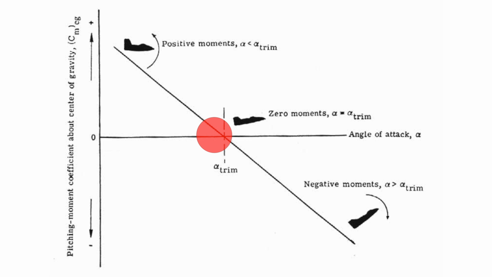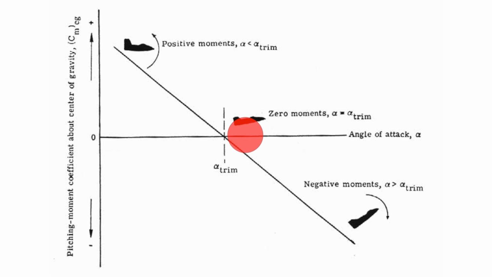Trim in this framework is simply the act of shifting that zero moment point. It sets the angle of attack the airplane is stable around. Changing trim doesn't change the slope of the curve. The airplane is still just as stable. What trim changes is where the balance point occurs.